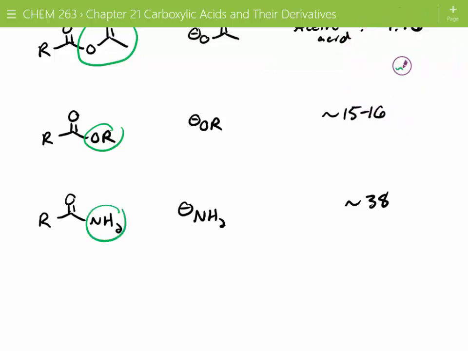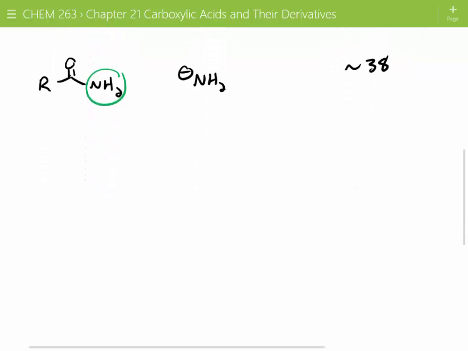So if we're looking at all of these, we can explain the reactivity in terms of leaving group ability. And we can say that the better the leaving group, the more reactive they are. And specifically, this comes into play when we're looking at nucleophilic acyl substitution. So we'll go over this mechanism.